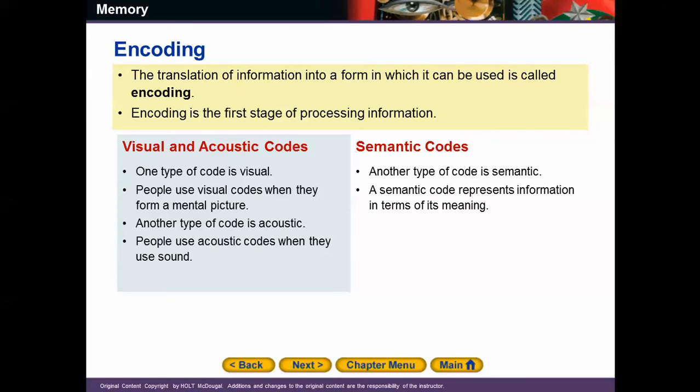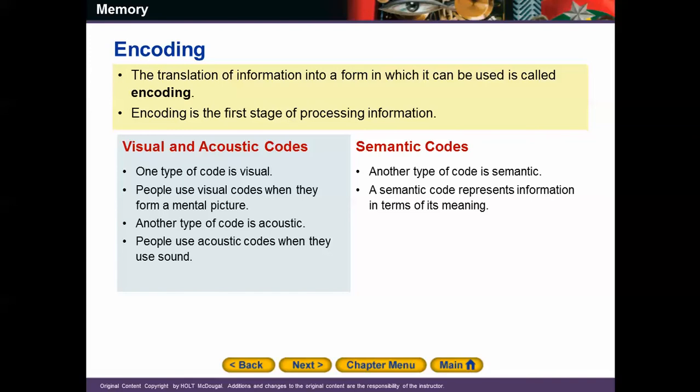One type of code is visual. So when you try to memorize something that you're looking at, you use a visual code. That is, you try to form a mental picture of the letters in your mind. Acoustic codes is like when you hear something and you encode it as a sequence of sounds. And then semantic codes are another way that you may have tried to remember something.